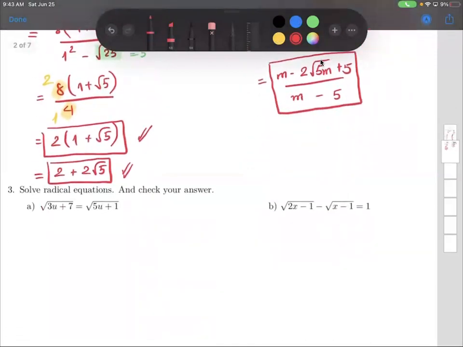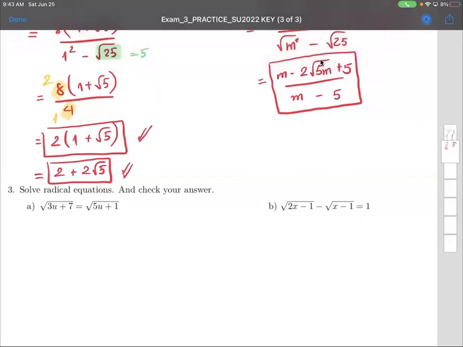Number 3 is solve radical equations. I believe this is section 8.6. And then make sure you check your answer. Okay. The first one is easy. They are both radicals, and each of them is being isolated. So all we have to do is square both sides.